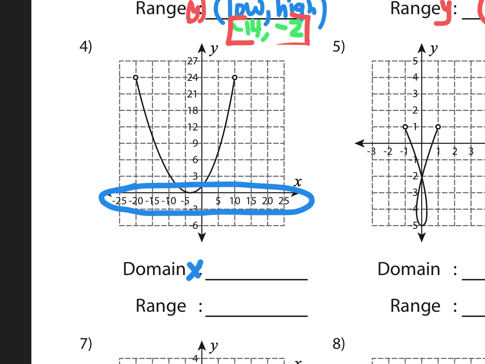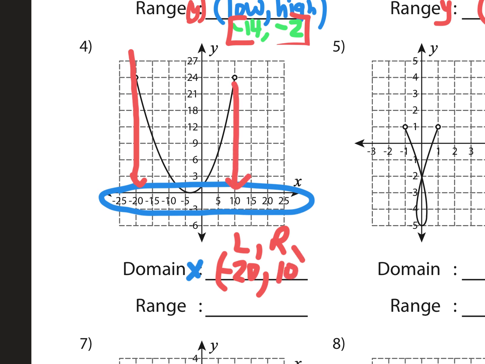The domain on this one is from left to right. You've got to memorize that. Now I ask, how far left does it go? That's here, and so that tells me it goes to negative 20. It's an empty circle, so it does not touch there, so I'm going to have a parenthesis. It goes all the way to here, which is 10, and it does not touch there, so parentheses. Right? Okay, good.